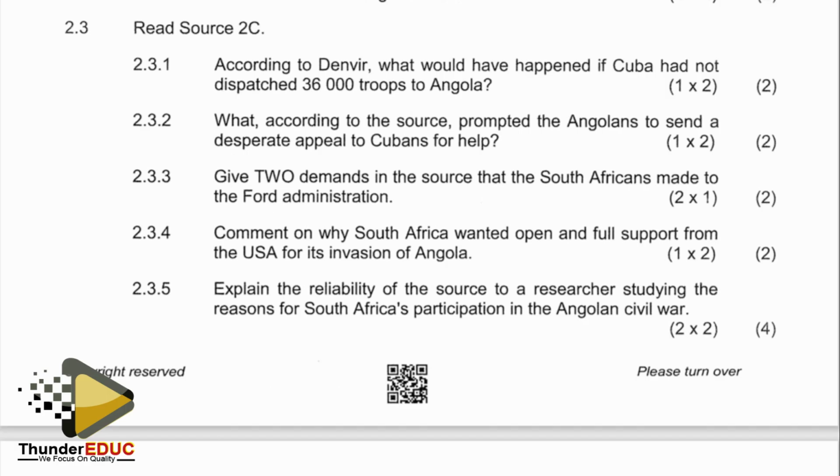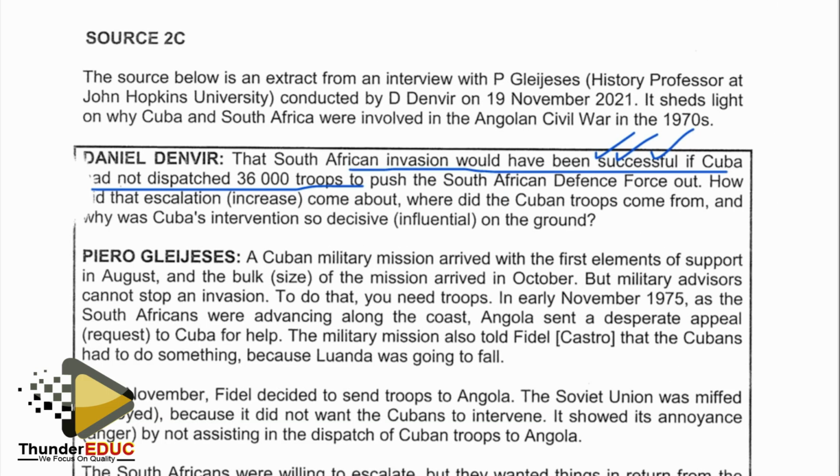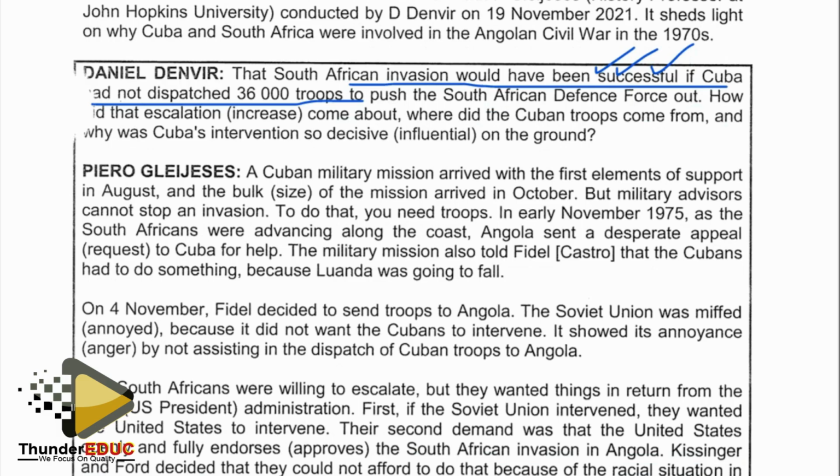What, according to the source, prompted Angolans to send a desperate appeal to Cubans for help? Right, our response, we get it here. It says, Angola sent a desperate appeal or request to Cuba for help. The military mission also told Fidel Castro that Cubans had to do something because Luanda was going to fall.